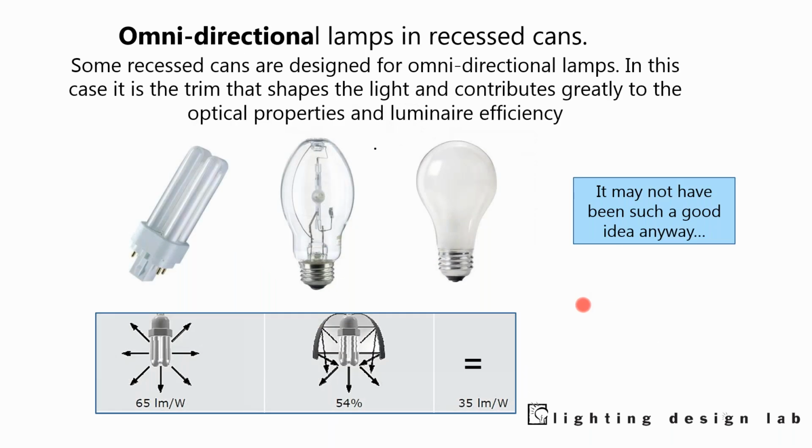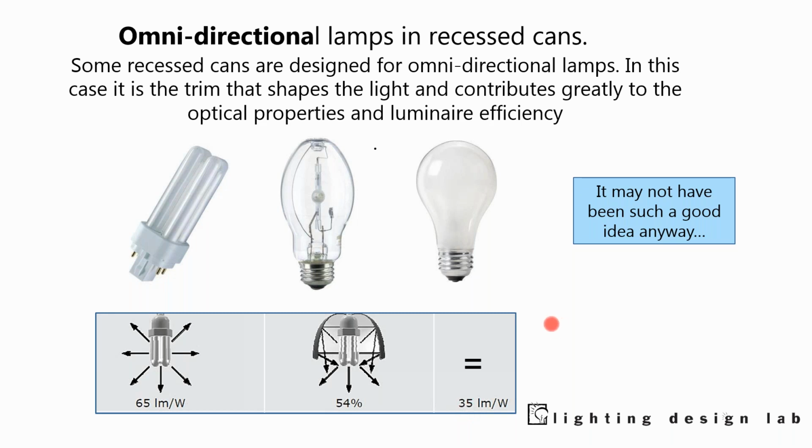So here's three omnidirectional light sources: a compact fluorescent, in this case a metal halide, and an incandescent. And we see them put into recessed cans. Here's our little recessed can. And we have the same experience we had with that decorative fixture. So here's our omnidirectional light source. It's 65 lumens per watt. But when we put it into a recessed can, it's only about 50% efficient. We lose 50% of the light. So we're at about 35 lumens per watt.